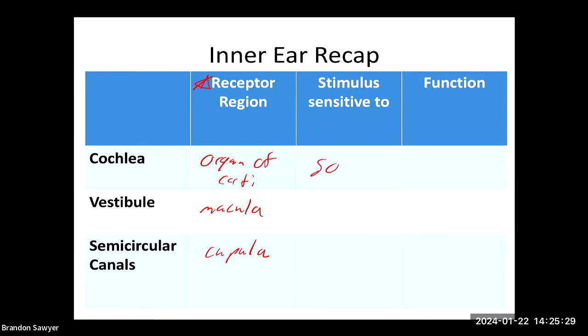Okay, obviously this is sensitive to sound. This is sensitive to linear movements. This is sensitive to rotational movements. And the function is pretty much connected to the stimulus that they're sensitive to.